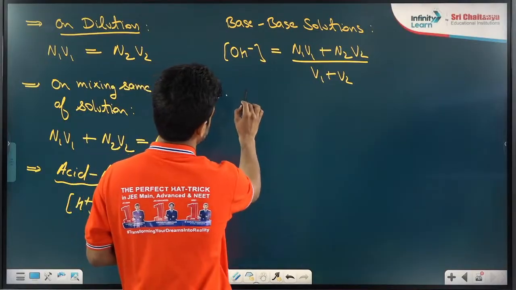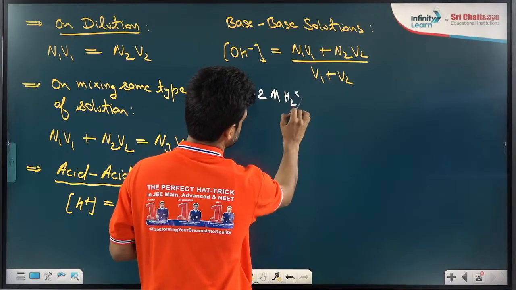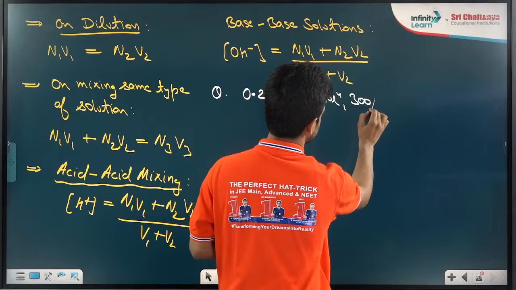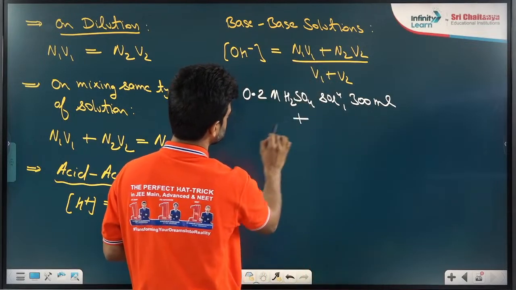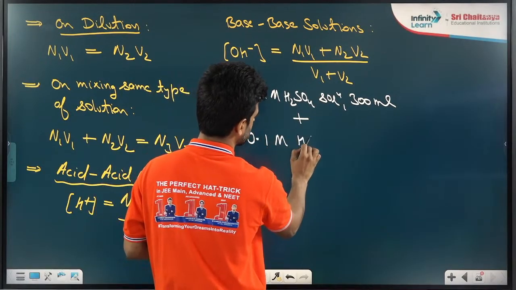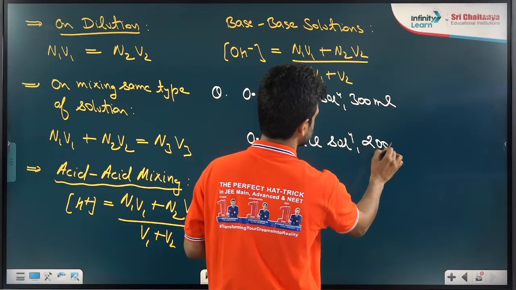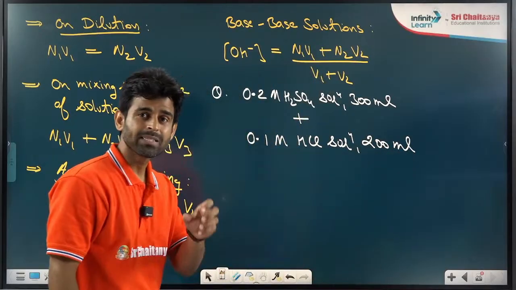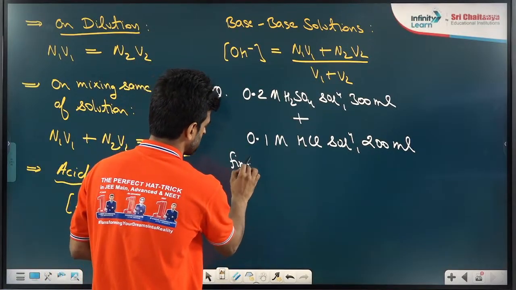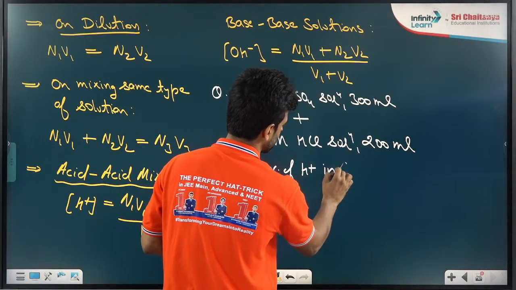Very easy. Imagine I have 0.2 molar H2SO4 solution, a strong acid solution, with volume 300 ml. With this I am mixing 0.1 molar HCl solution, with volume 200 ml. I am mixing two acid solutions, and they are asking to find the concentration of H plus ion in the final solution.